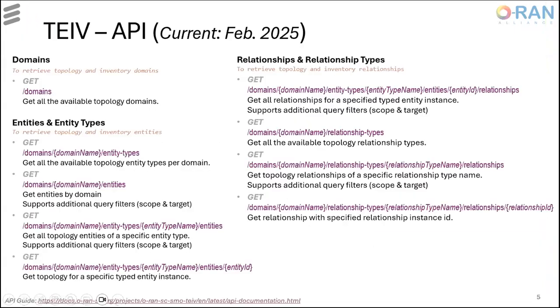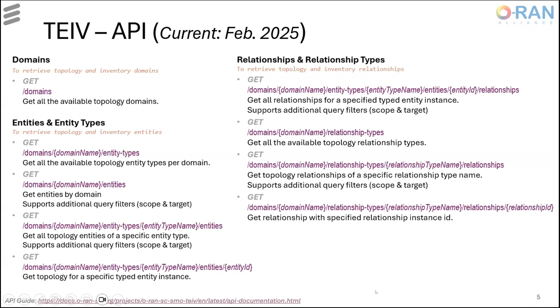Okay. So let's talk for a little bit about the API. Again, the API doc is available at this link at the bottom of the screen. I'm just going to give you a very quick overview of the types of things that the API provides. So the data in TIV is arranged into domains. So the first call here is to get the list of domains.